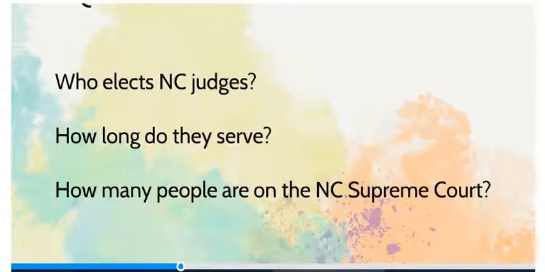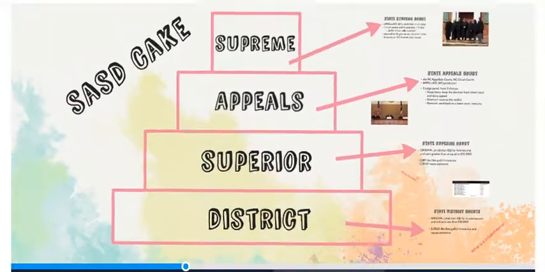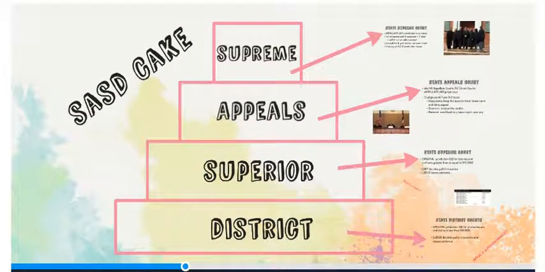All right, so who elects NC judges? The people. They serve for 8 years, and how many people are on there? That would be 7. Okay, so let's make sure that you label this on your note sheet: Supreme, Appeals, Superior, and District. Please notice that one of these layers is not like the other in the federal court system, in the SAD cake. So please tell me which one this is because you have a question coming up.